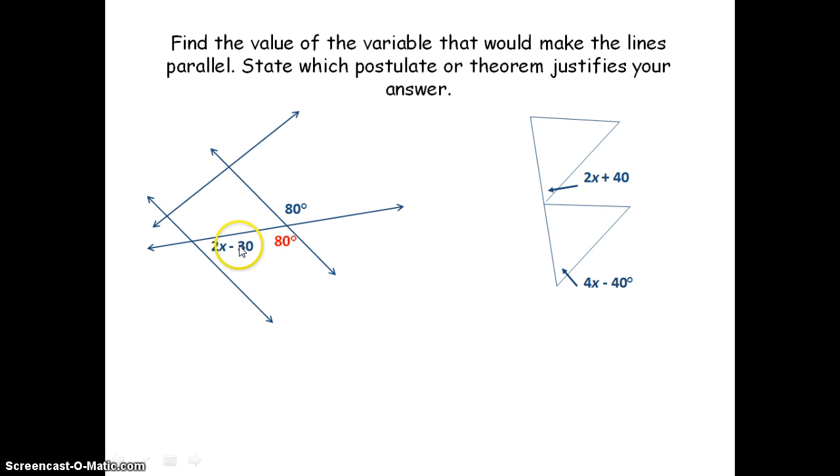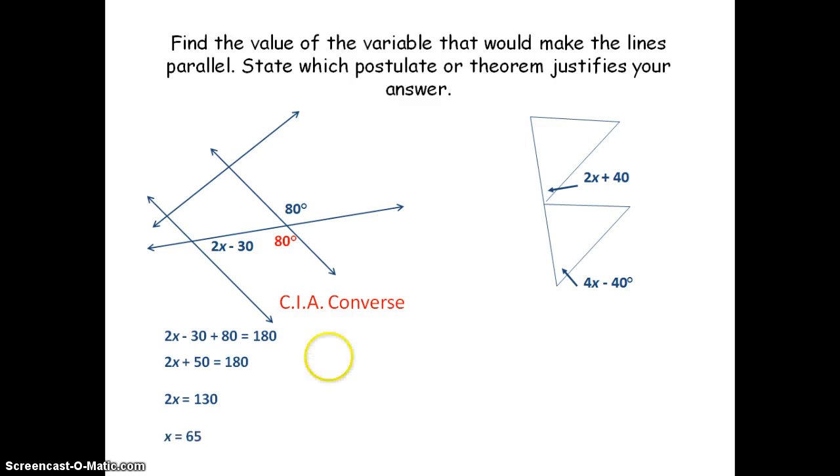So these would be consecutive interior angles, which means that they need to be supplementary. So I'm going to set up an equation setting them equal to 180. Then I'll combine like terms, subtract 50 from both sides, and get that x is equal to 65.